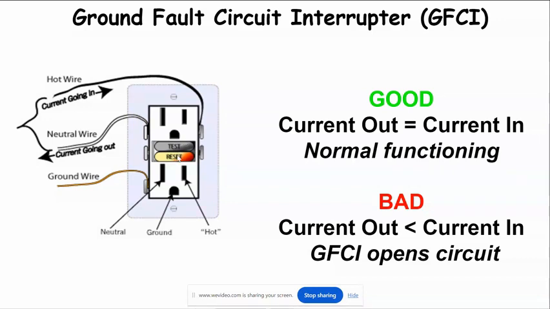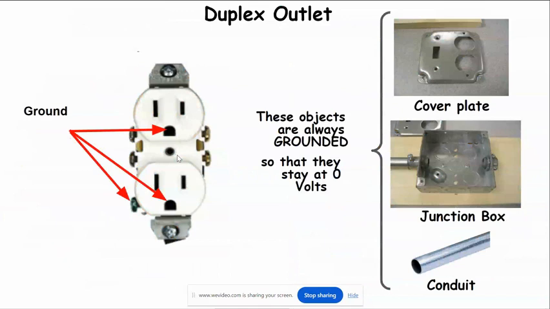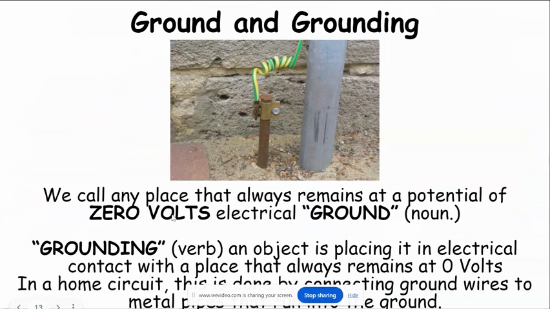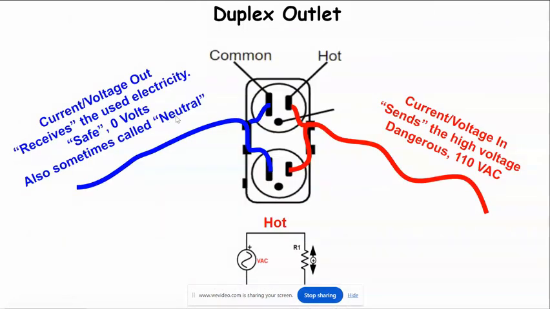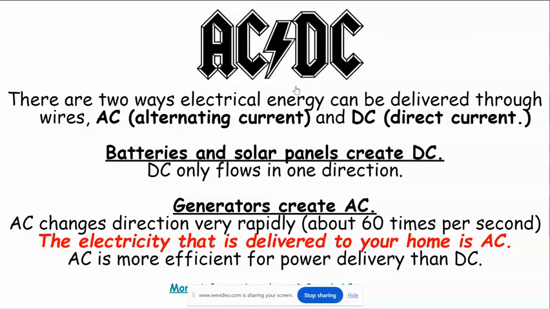So that's pretty much it. I hope in these slides you learned something about ways of protecting yourself by grounding. I hope you've learned where the ground connections are and what they connect to. And we also talked a bit about alternating current electricity, which is the type we use in our homes, and we contrasted that with direct current electricity. Okay, so I hope that was helpful.